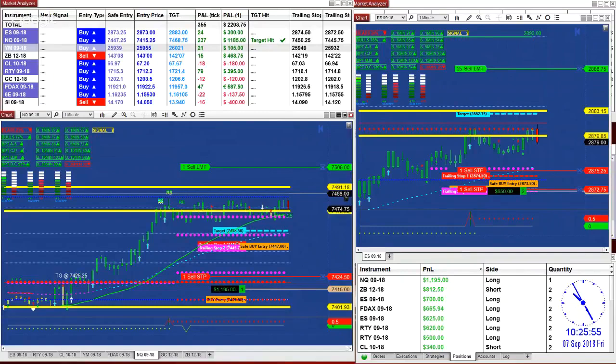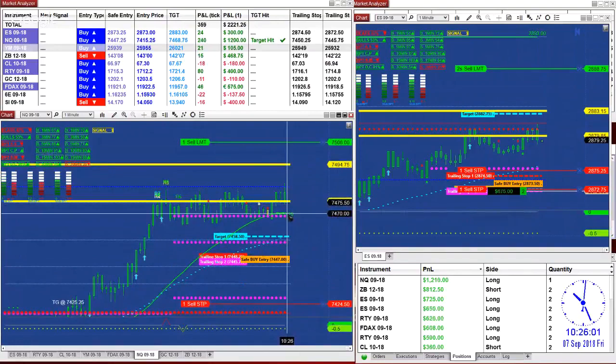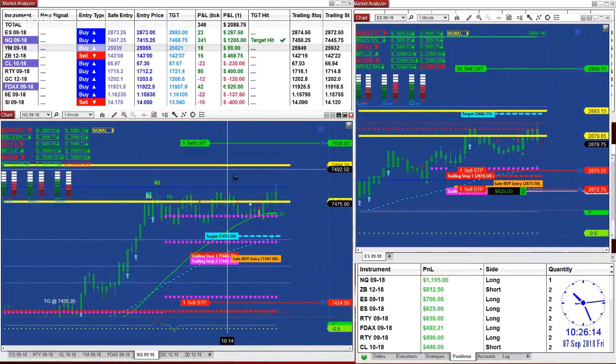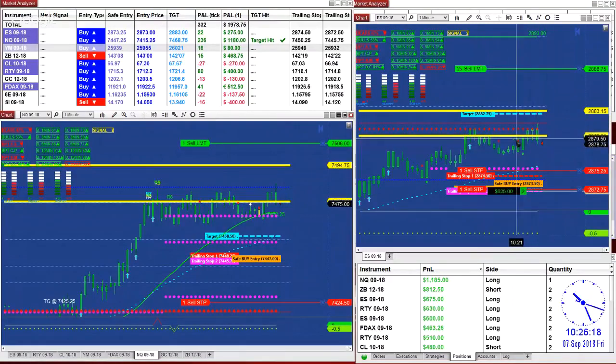Right now, the NASDAQ is not going to respond with the ES. We have a major support area on the NASDAQ here at the true average price, 69.75. It's not going to break it at the moment. This is really cat and mouse play right there. We'll see.